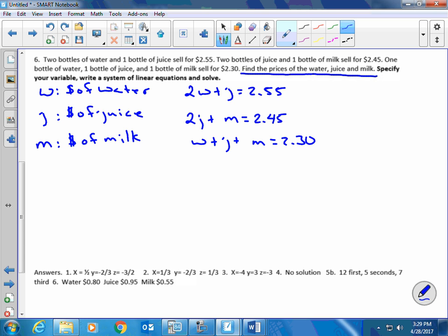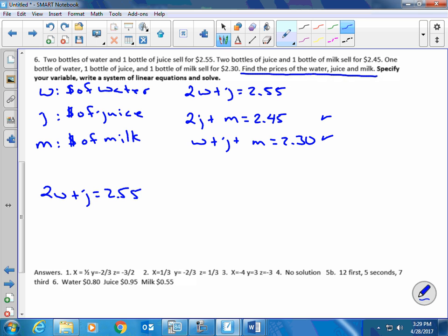What I noticed is the first 2 equations only have 2 variables each. So it would make sense to use one of those equations. I'm going to use the top equation. I will call 2w plus j equals $2.55 one of my equations. There's no m in that equation. So now when I look at the next 2 equations, I need to cancel m so that I have another equation that has just w's and j's. So if I look at these 2 equations, how do I cancel m?